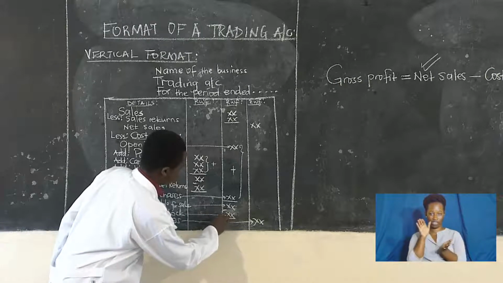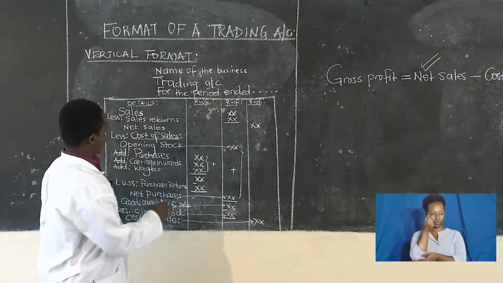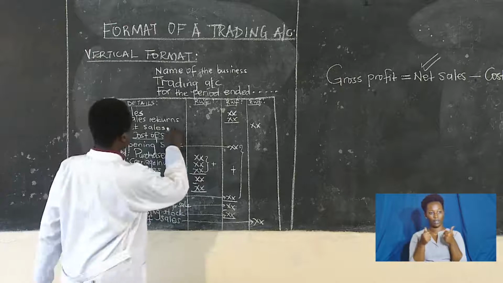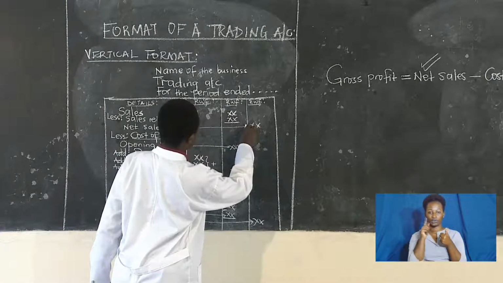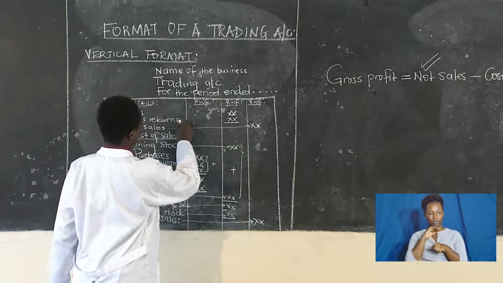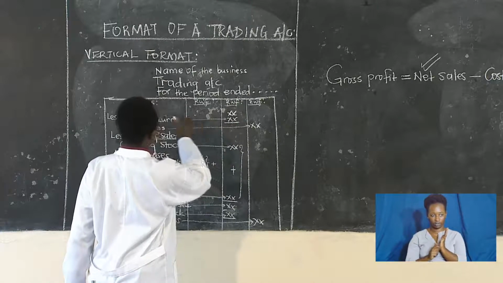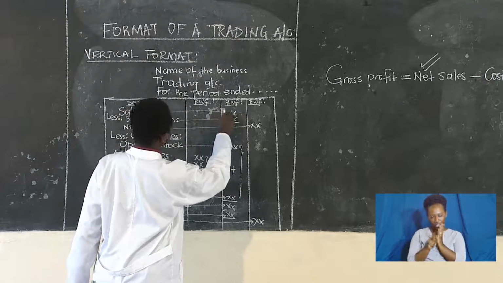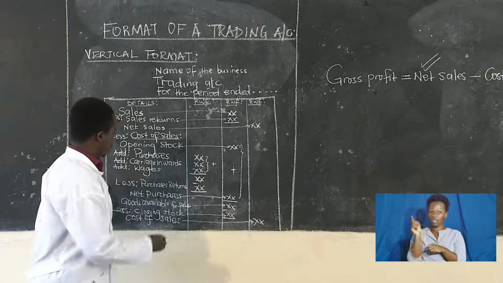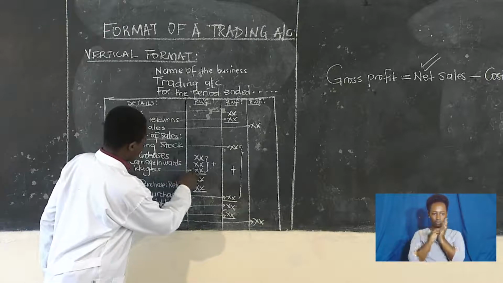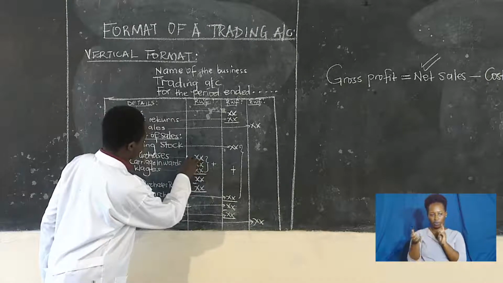These arrows help you to understand these figures well, such that you don't mix them when you are writing. You make sure you write them well. But when you are working it out, you don't indicate this. So we have gotten our cost of sales.